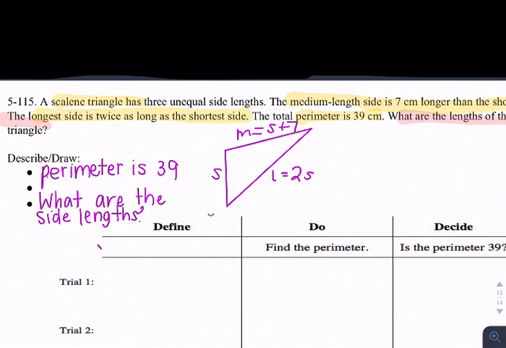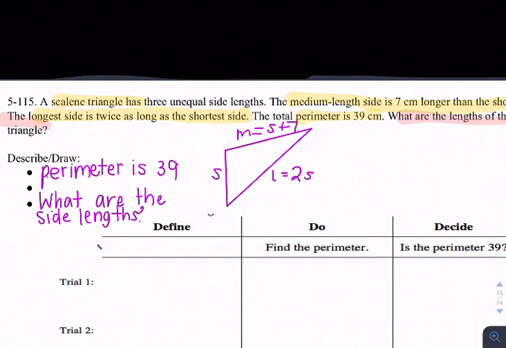And then sometimes you just need to explain it in words, but you need the most important information. So often word problems will give you filler information, things that you don't really need to know to solve the problem. So this is kind of the first step in figuring out what exactly you need to know, what is not important. So my important information is all in my describe and draw section. Everything I need to know is in there.